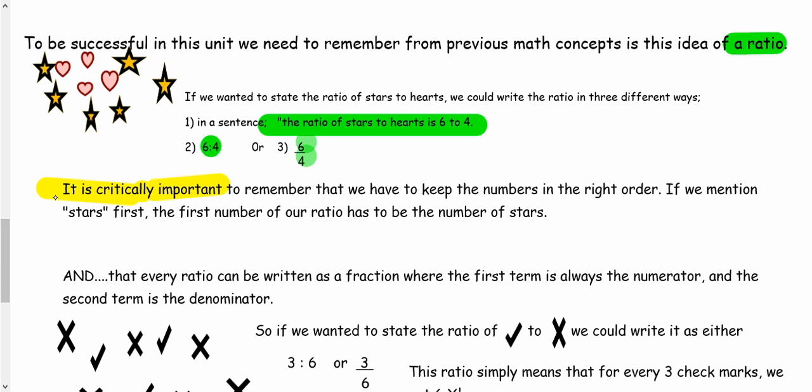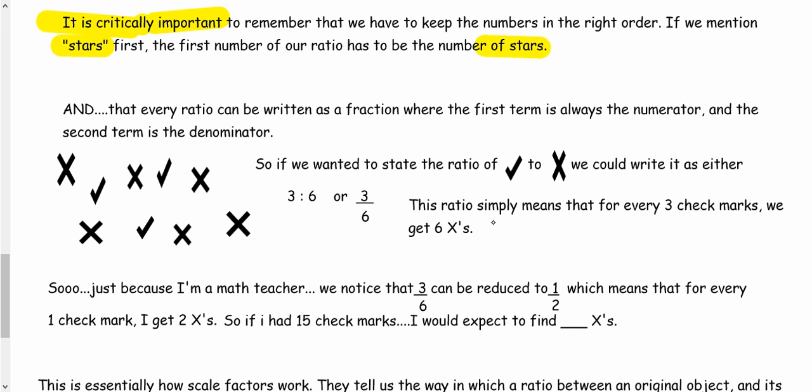Critically important to remember that we have to keep the numbers in the right order. If we mention stars first, then the first number has to be the number of stars. And also remember that every ratio can be written as a fraction where the first term is always the numerator, that's the top number, and the second term is the denominator, that's the bottom number. So if we wanted to state the ratio of check marks to x's, we could write it as either 3 colon 6, or 3 over 6.